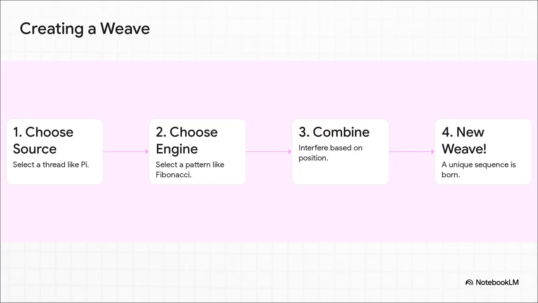Now, the simplest way to create a weave is called position-dependent interference. It sounds fancy, but it's actually super straightforward. First, you pick your thread, your source. Then you choose your machine, the engine. And then you just combine them, number by number, maybe adding them together at each position. And just like that, you get a brand new sequence. A unique pattern born from the interference of those first two.